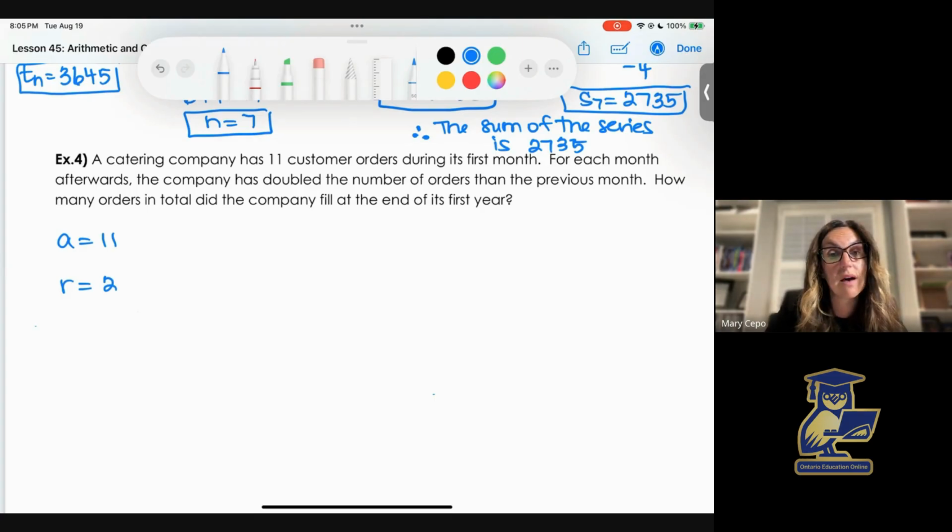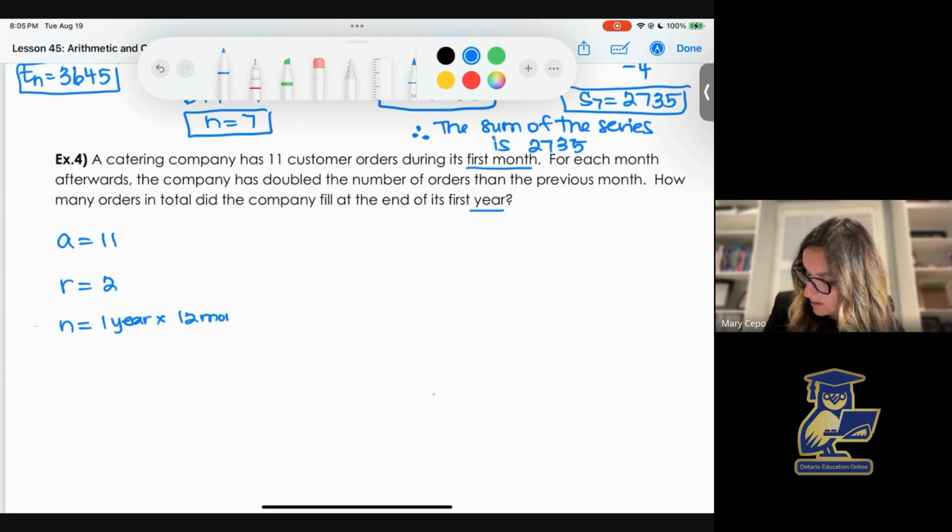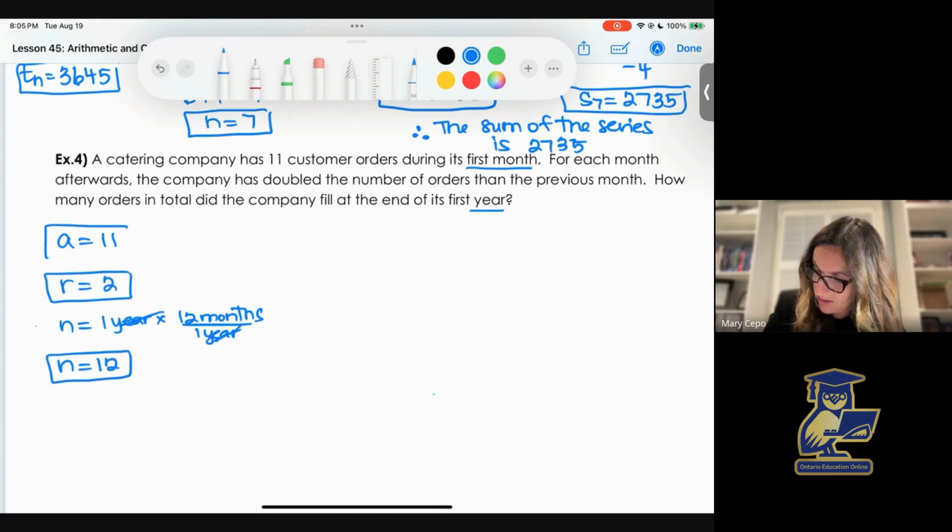So then it says, how many orders in total did the company fill at the end of its first year? Now notice we're talking about years, but in this case, the unit is months. We have to convert years to months. In 1 year, we know there are 12 months, so those cancel out. So n is equal to 12. So we need to know what is the sum or the total amount of orders that the company filled at the end of its first year. So that's after 12 months.